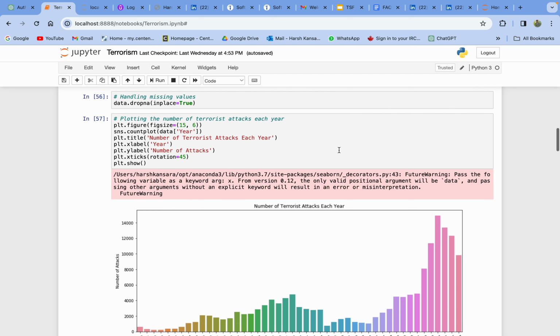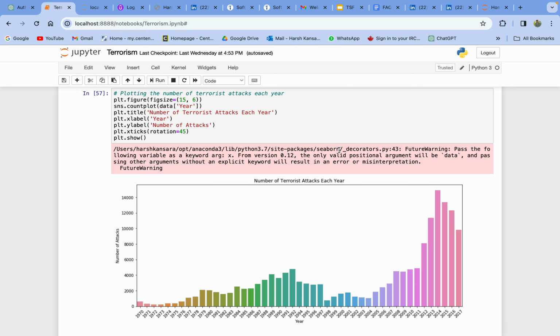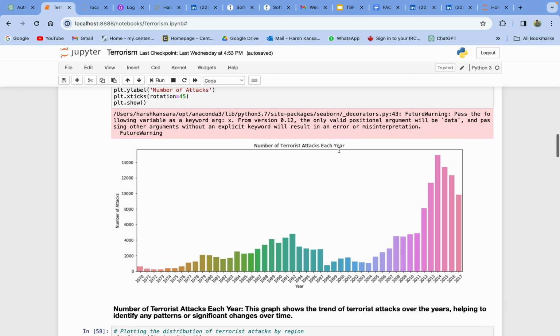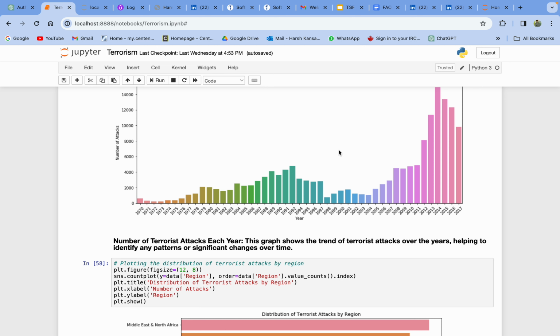And after that, now we have some graphs here. So I have plotted the number of terrorist attacks each year. That is the graph for that. This graph will show the trend of terrorist attacks over the years, helping to identify any patterns or significant changes over time.